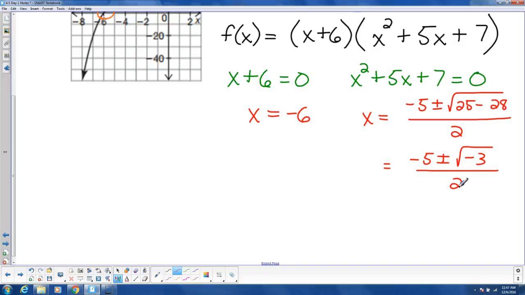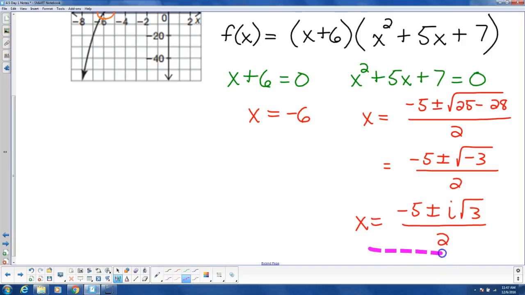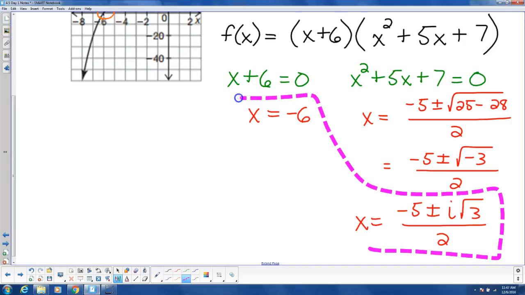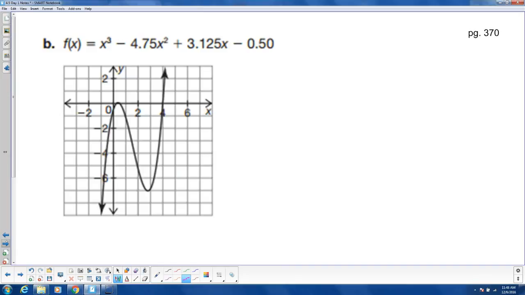Do I like that as my final answer? Why not? We can make it look pretty. X equals negative 5 plus or minus i times the square root of 3 all over 2. And there's my 3 answers. You try that one.